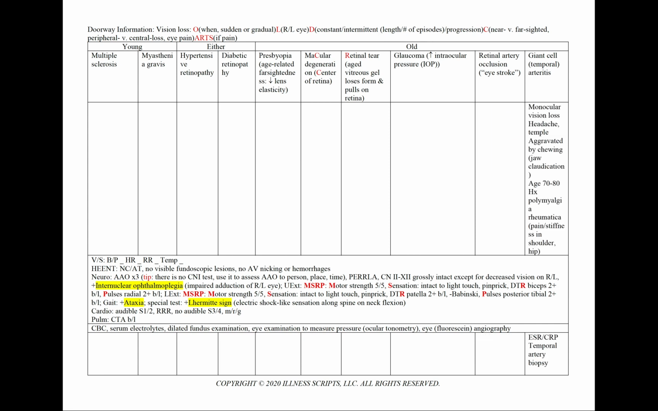In giant cell or temporal arteritis, we'll also have monocular vision loss. We could also see a headache in the temple area. It can be aggravated by chewing, or jaw claudication. Our patient will be older and possibly with a history of polymyalgia rheumatica. And again, our patient may not give us this nice differential and instead may complain of pain or stiffness in the shoulders and hips in the review of symptoms. And we'll add here an ESR, CRP, and a temporal artery biopsy.